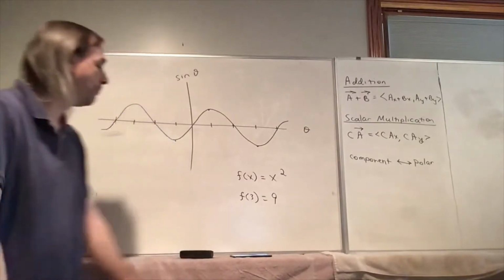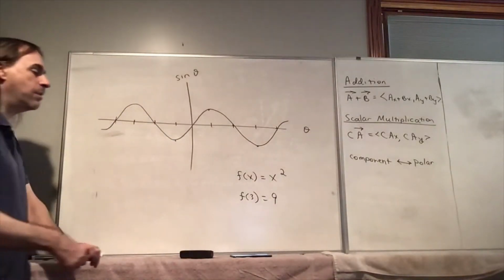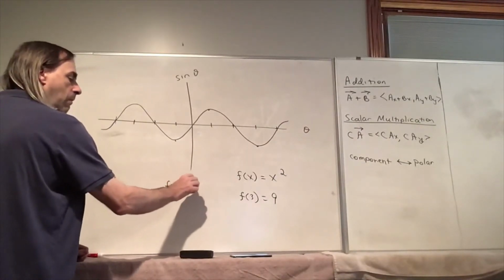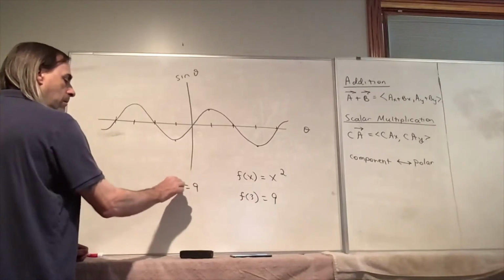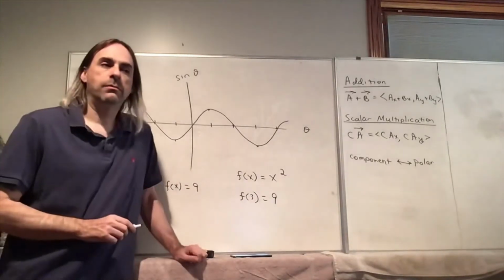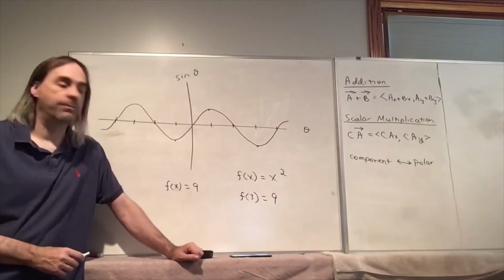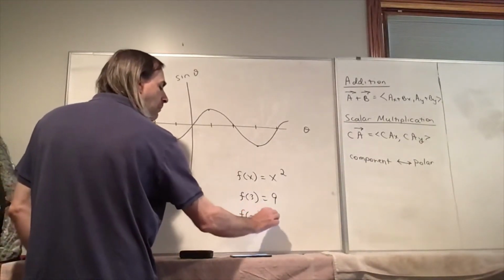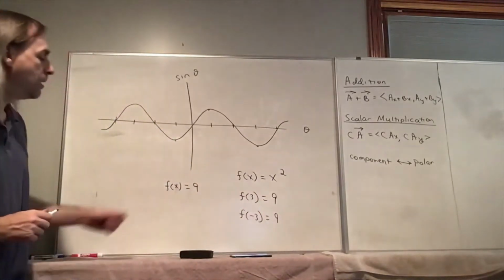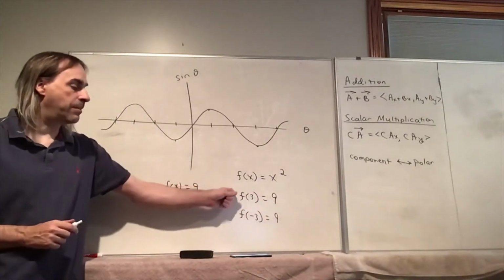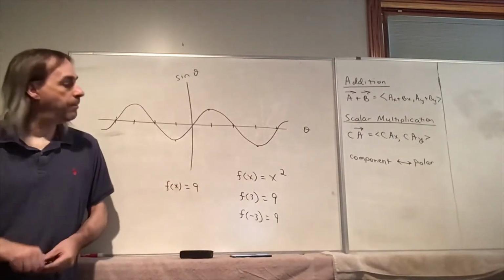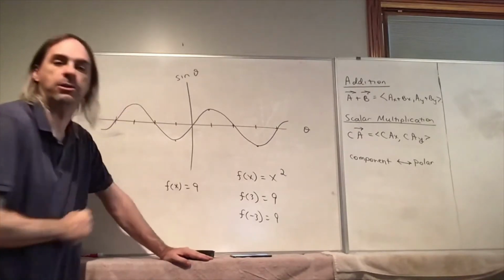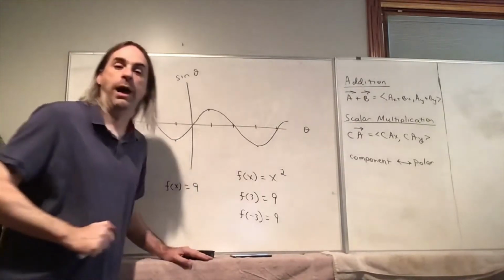Is there any question that the answer is 9? No, not at all. But what if I tell you that f of x is equal to 9? Do you know what x is? And the answer, not necessarily. Because it's also true that f of -3 is equal to 9. So if f of x is 9, that means x could be 3 or it could be -3. You don't know. And so, for a function, there has to be just one answer. You plug in x and you get y.